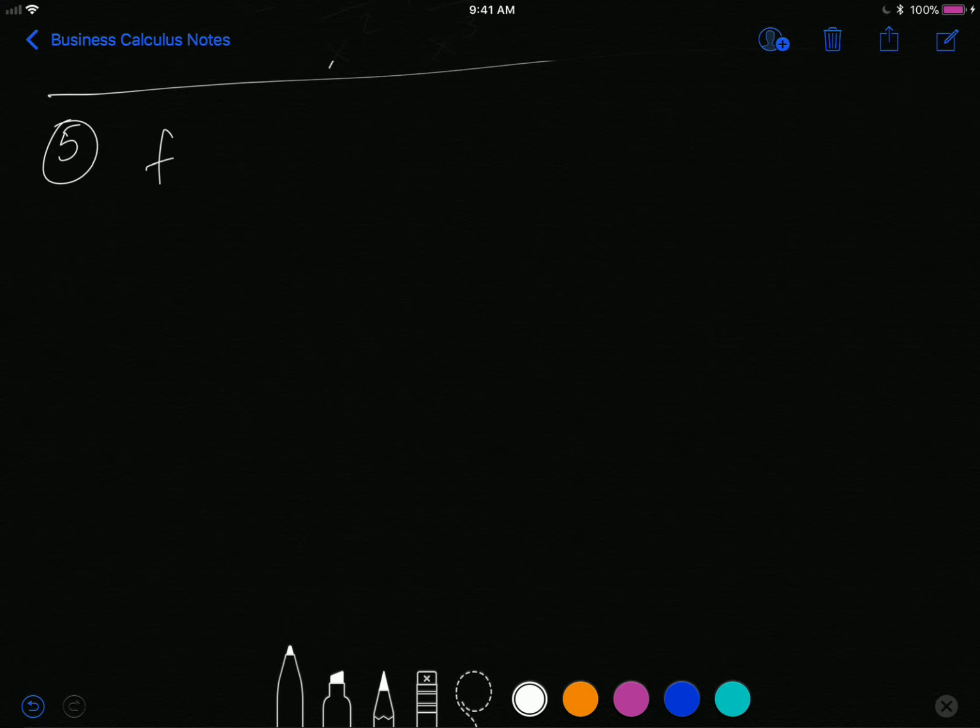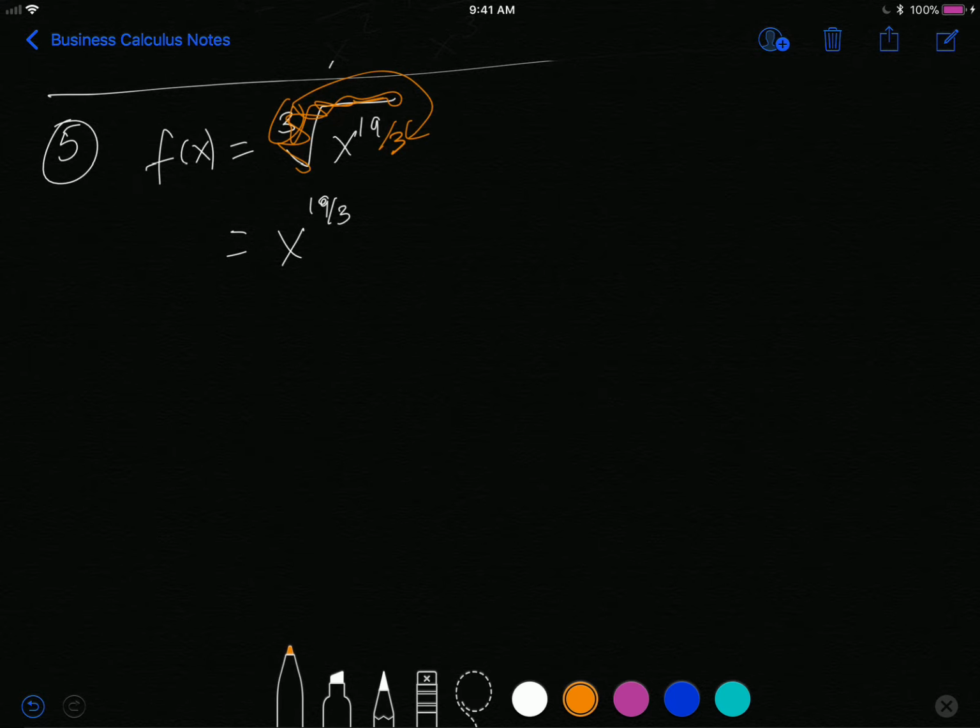I have a radical, which will become a fraction. 3 times the cube root of x to the 19th power. You first rewrite this as a fractional power. That is equal to x raised to the 19 over 3. If you're having a hard time, one strategy you can use is looking at the original problem. You just put a 3 right here. This 3 becomes the denominator and everything else goes away. And so you're left with your x to the 19/3 power.